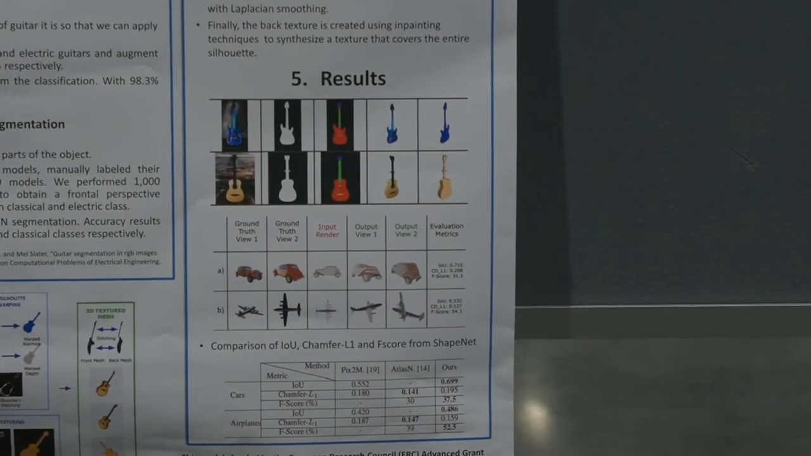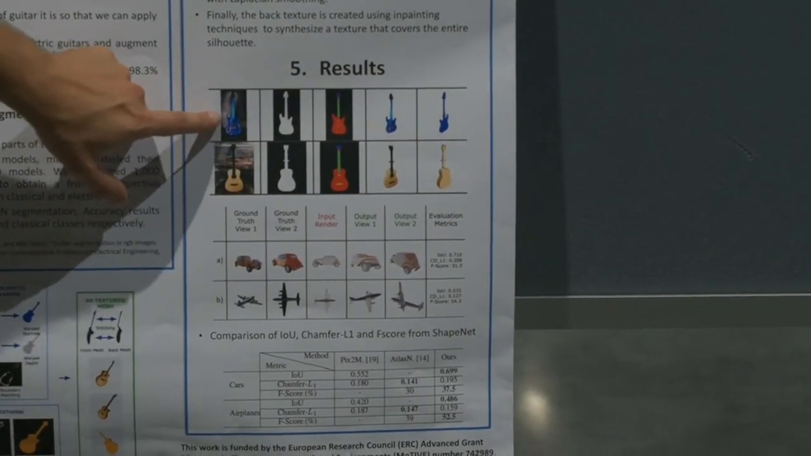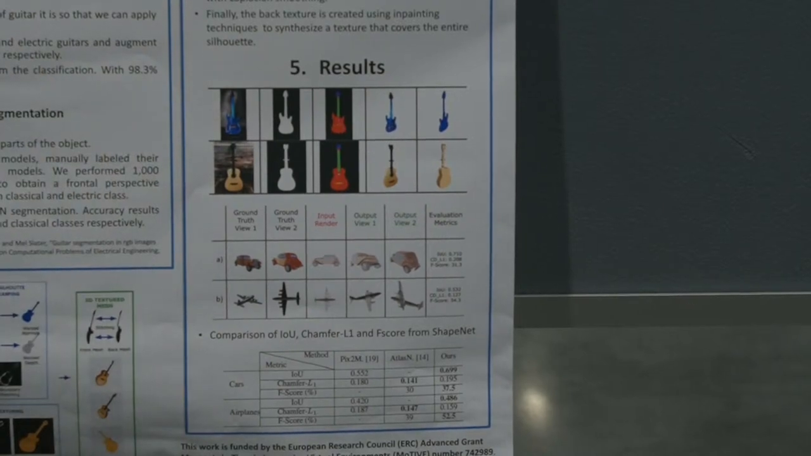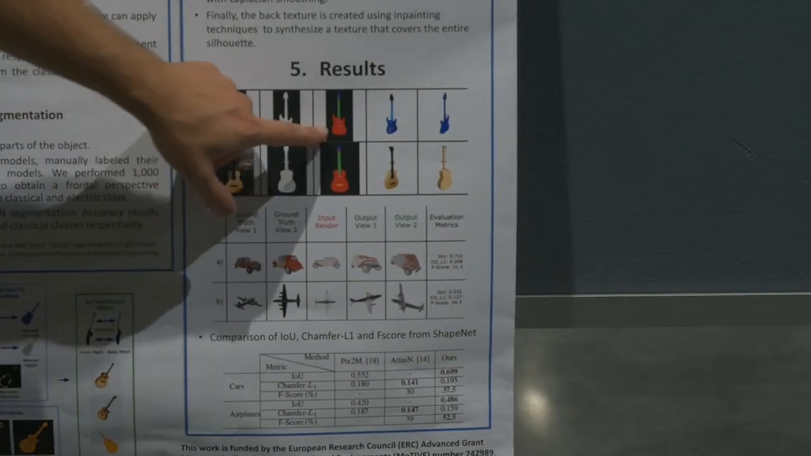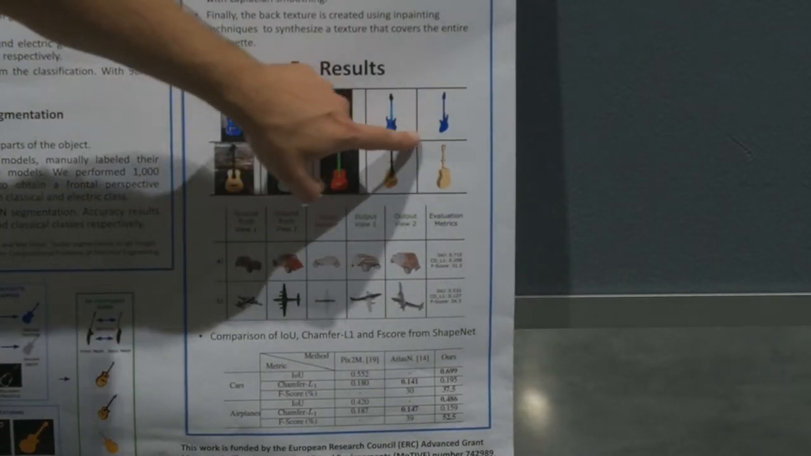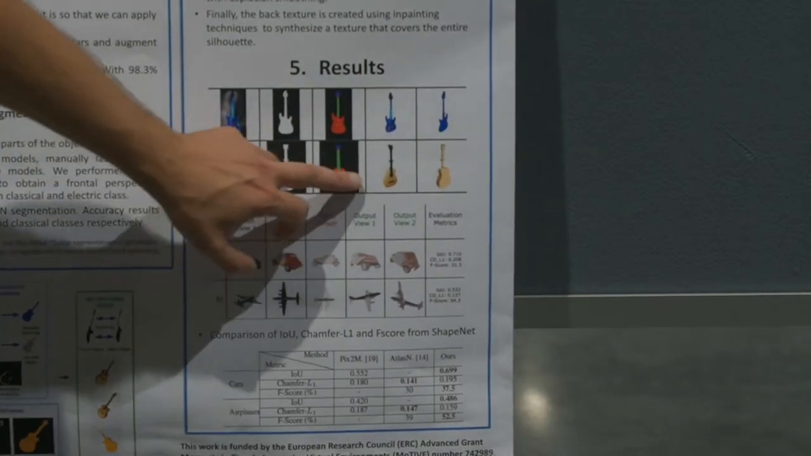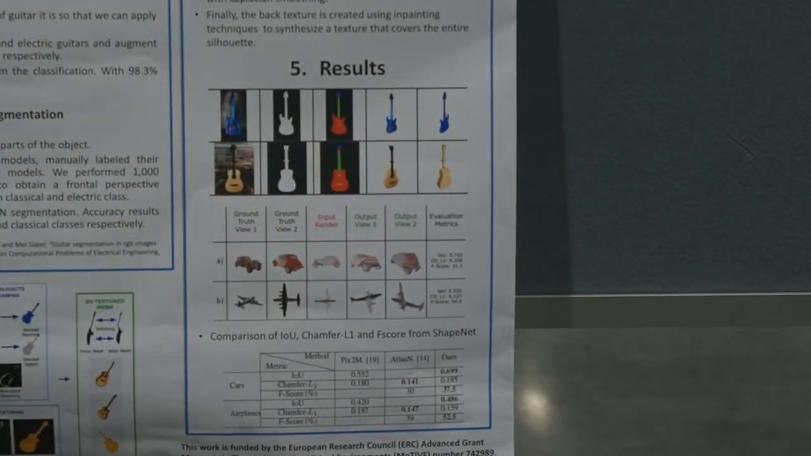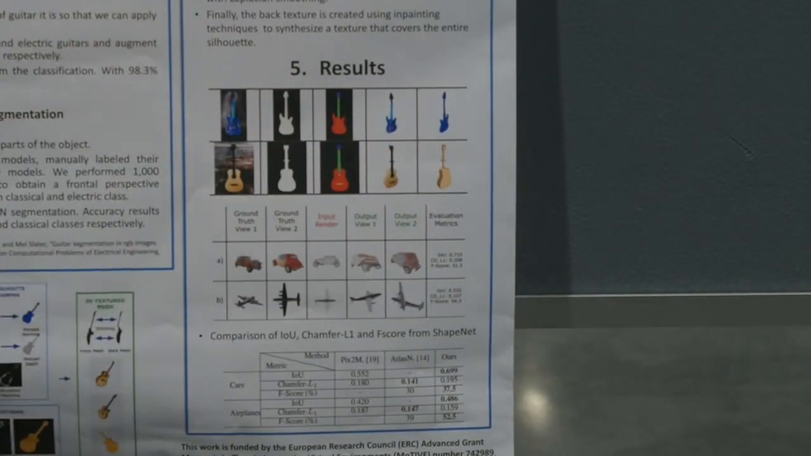Okay? So finally, what are the results that we obtain? You can observe here for the electric guitar. In this case, we adapt the template of the electric guitar to the shape of the guitar that we detect, segment the regions, and this is the final result that we obtain. And it's exactly the same with the Spanish guitar, where we obtain a kind of photorealistic reconstruction of the guitar that we want.